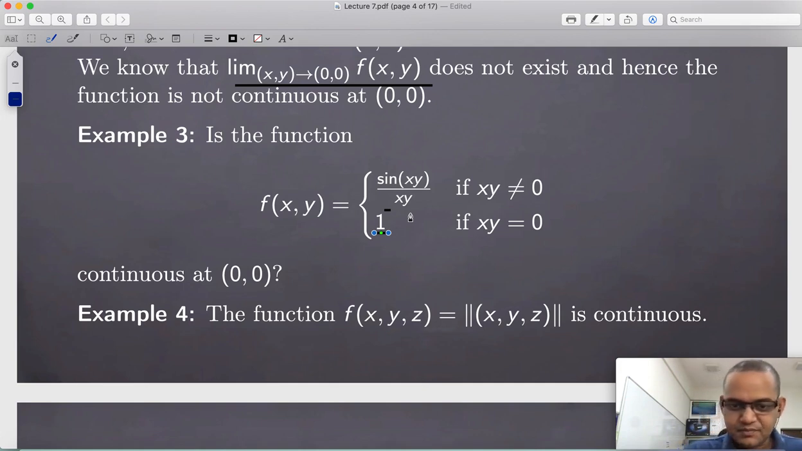Okay, so instead of 1, if I had put here 0, then this can be an example where the limit exists but the function is not continuous. Whatever I am saying here, you must verify. If I am saying the limit exists, that is coming with a question mark, because I have not written down the details over here.